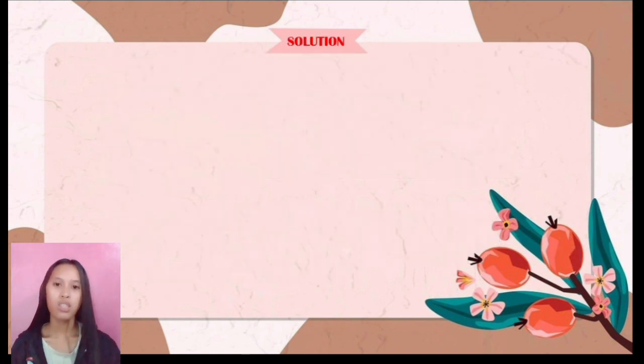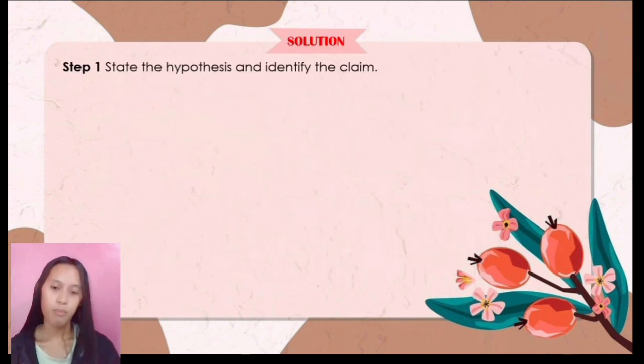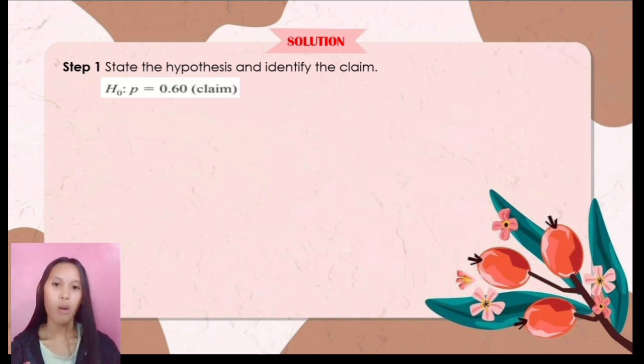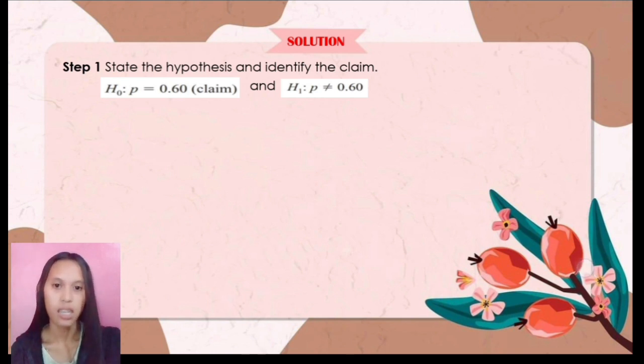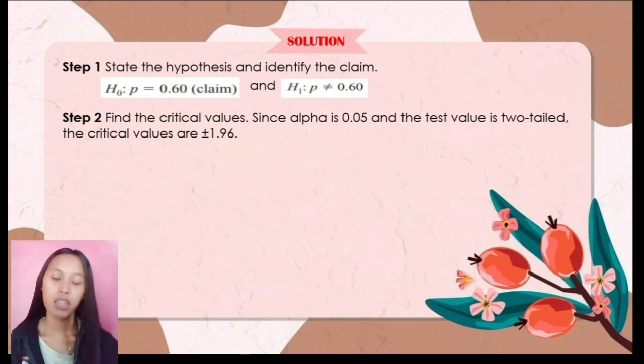So for our solution, step 1, state the hypotheses and identify the claim. Our hypotheses are p is equal to 0.60, which is their claim, and p is not equal to 0.60. For step 2, find the critical values. Since alpha is 0.05 and the test is two-tailed, the critical values are positive or negative 1.96.